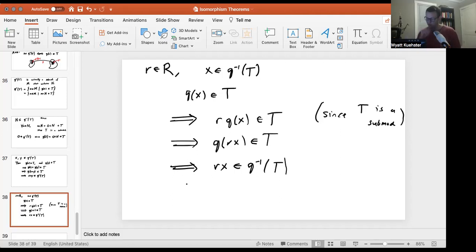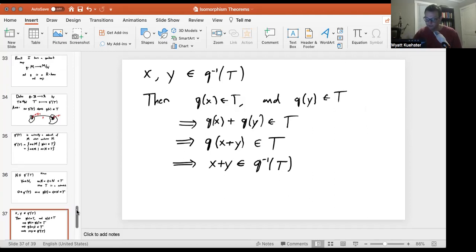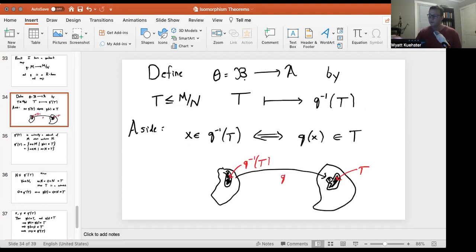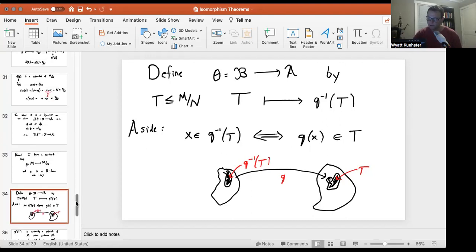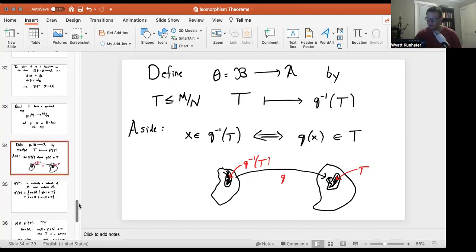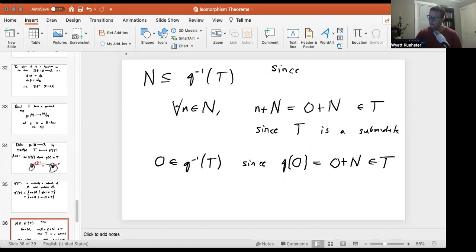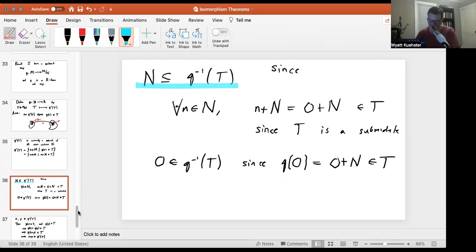And then we're done. I don't know if that was confusing or not, and nobody's here to tell me, so I'm going to just go over it again. We define this map. I take a submodule of M mod N, and I map it to its preimage under the quotient map. I just showed that this is actually an element of A, where A was the set of all submodules of M that contain N. So I showed that Q inverse of T contains N, and then I showed that Q inverse of T is actually a submodule of M.